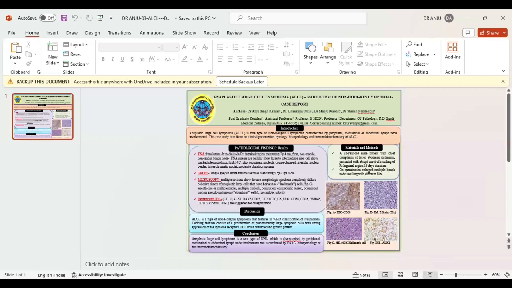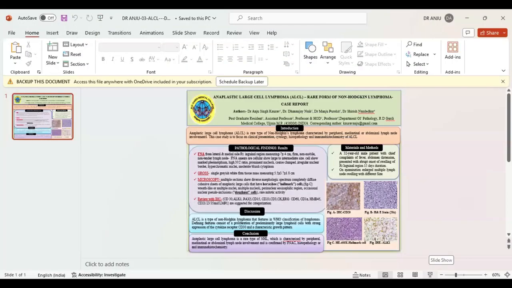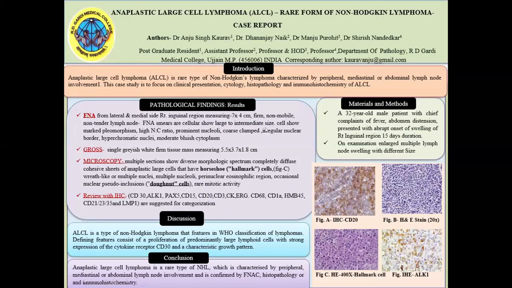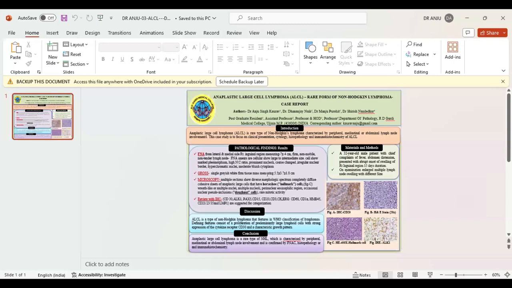Anaplastic large cell lymphoma, a rare form of non-Hodgkin lymphoma. So we will start with the pathological findings. FNA from lateral. Anaplastic large cell lymphoma, ALCL, a rare form of non-Hodgkin lymphoma.